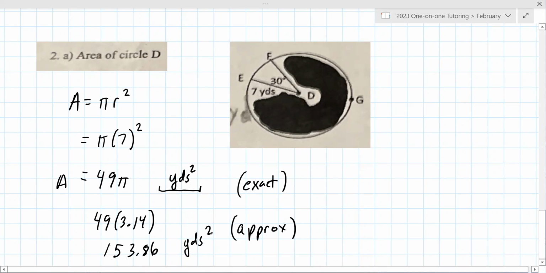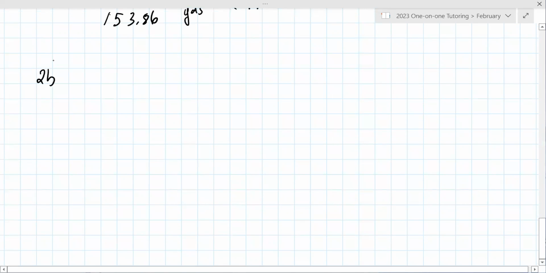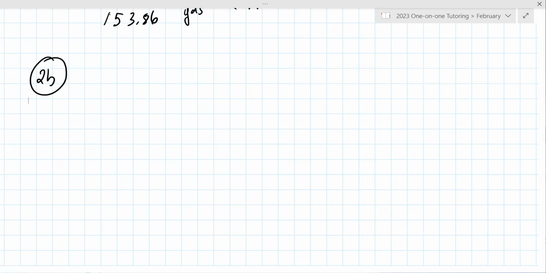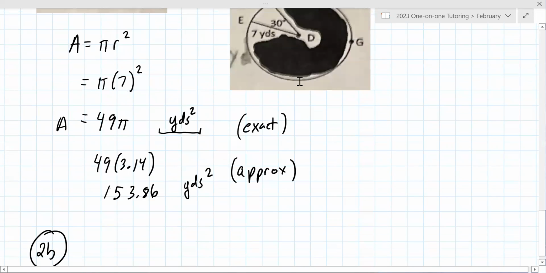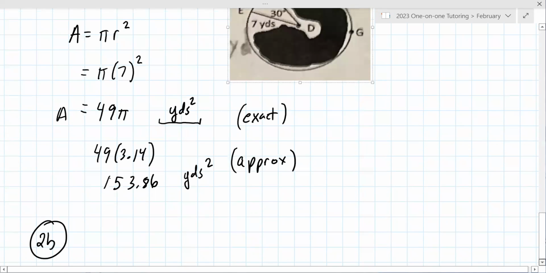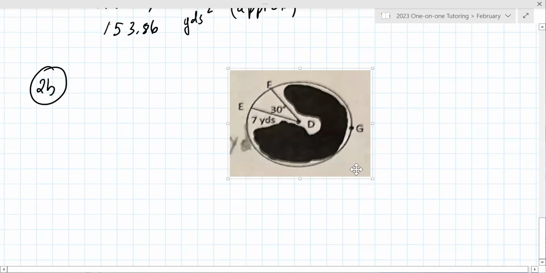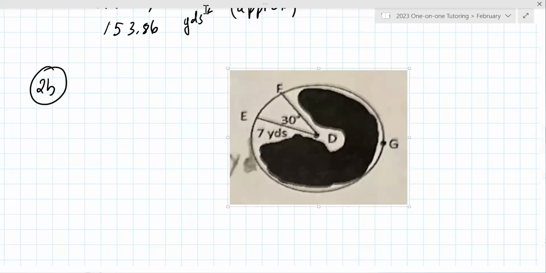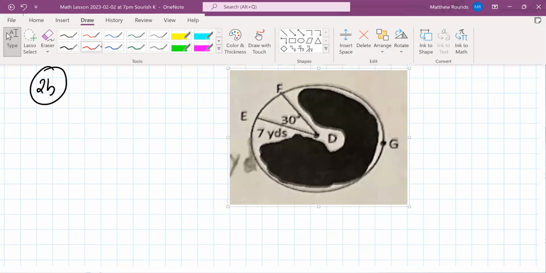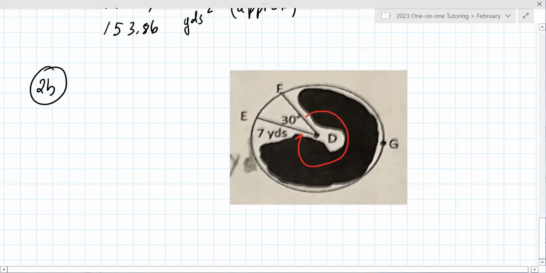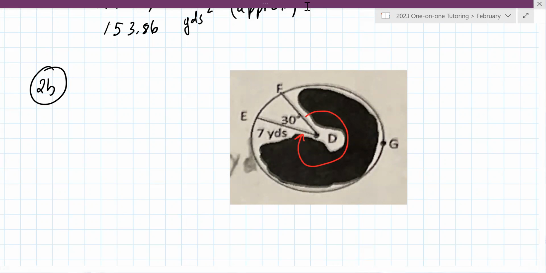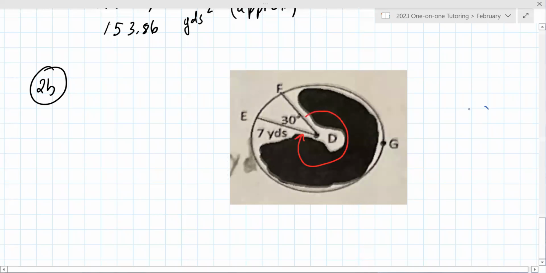Excellent. Now, to do part B, to do 2B, just like in the previous problem, you have to determine the angle. So what is the angle of this one here? And if you're not sure, tell me, if you go all the way around the circle, how many degrees is that?